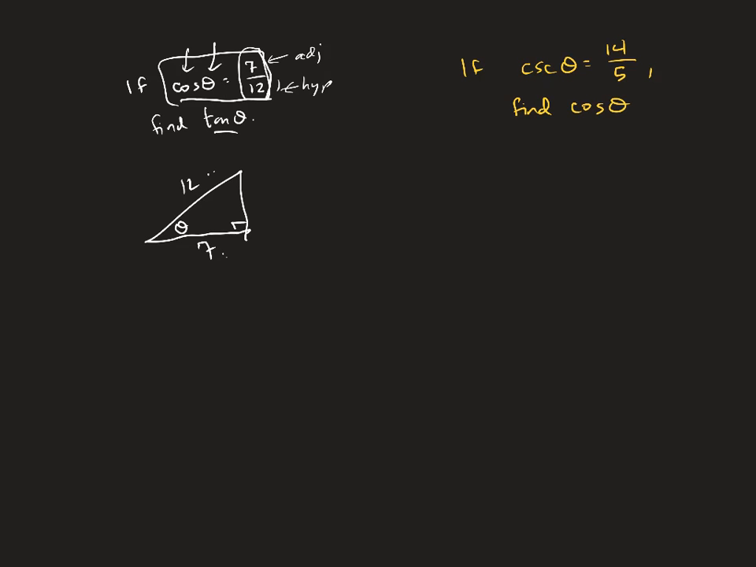Now, I want tangent, and tangent is opposite over adjacent. Well, I have the adjacent side, that's this 7, but I need the opposite side, so I'm going to use the Pythagorean theorem, and let's call it op. So op squared equals 144 minus 49. I believe that comes out as 95. So the opposite side is the square root of 95.